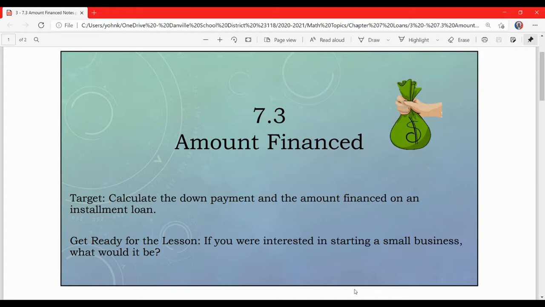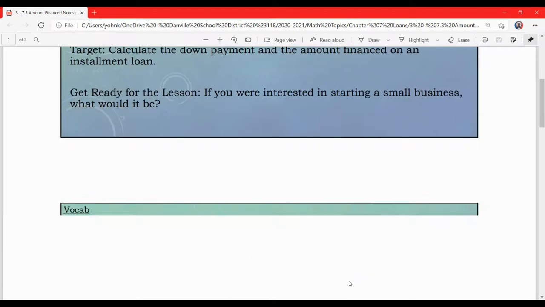So if you were interested in starting a small business, what would it be? If you could borrow money from somewhere and start a business, what would that business be? Think about it. Maybe it's something you want to do in the future.